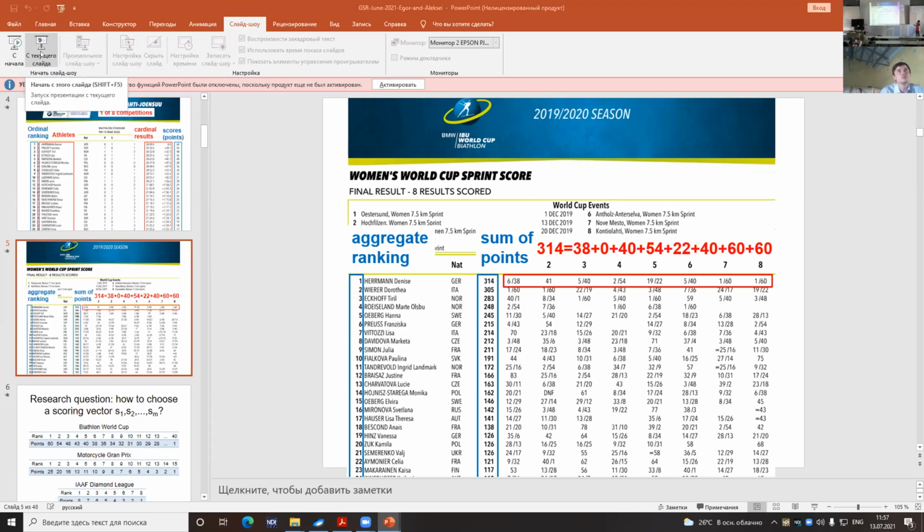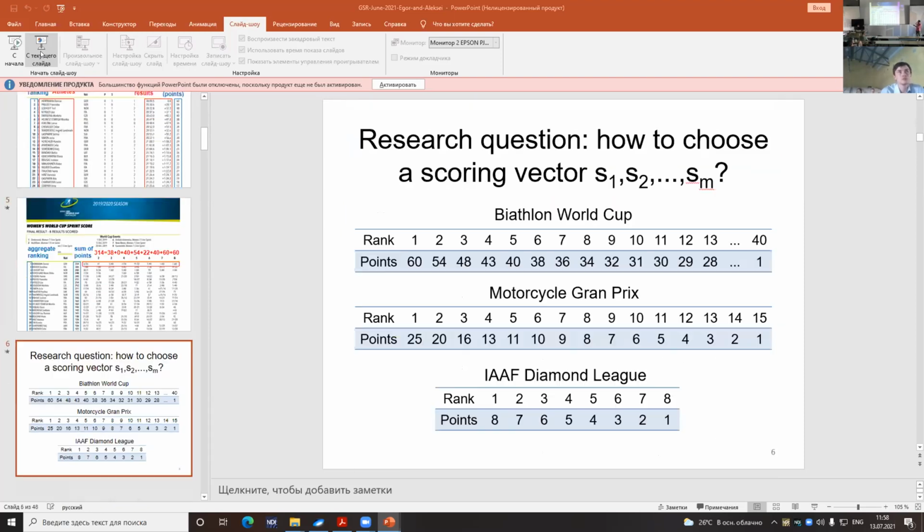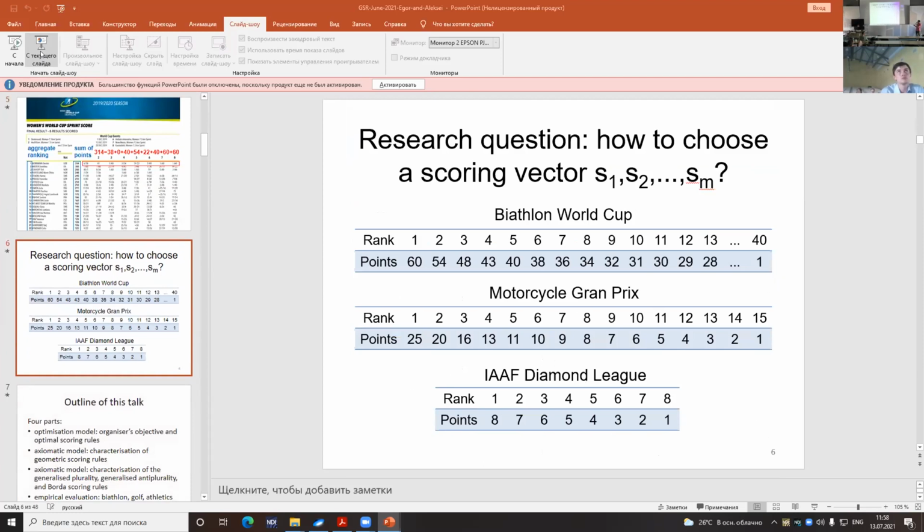So Hermann earned the maximal amount of points among all competitors. Viro was the second with 305 total points. Echov was third, and so on. So, that is how we get the aggregate ranking. It is a real example of competitions and how it works in biathlon.